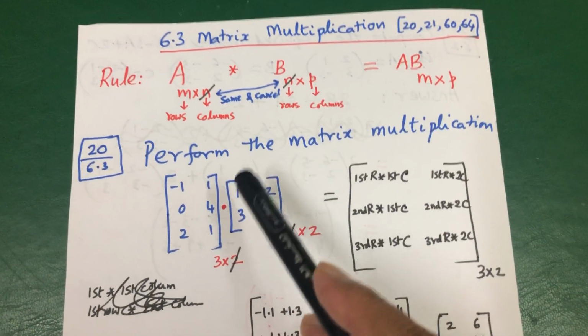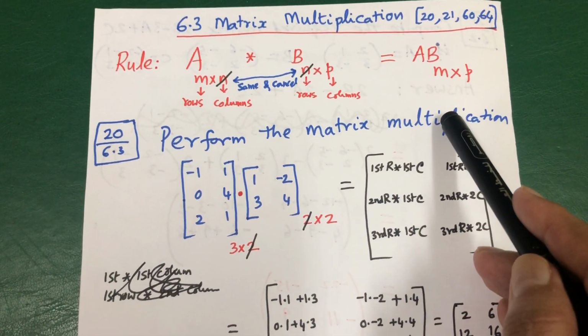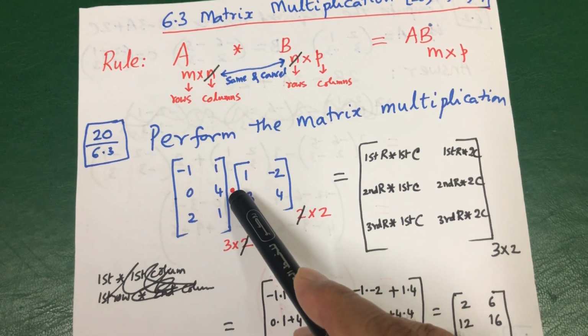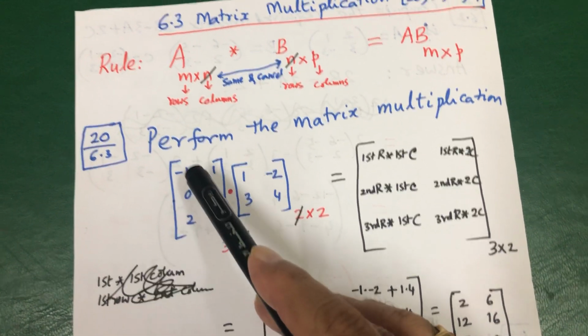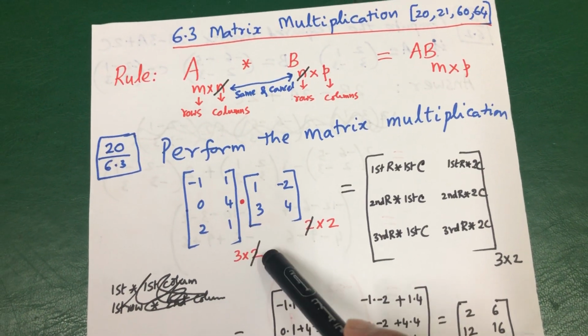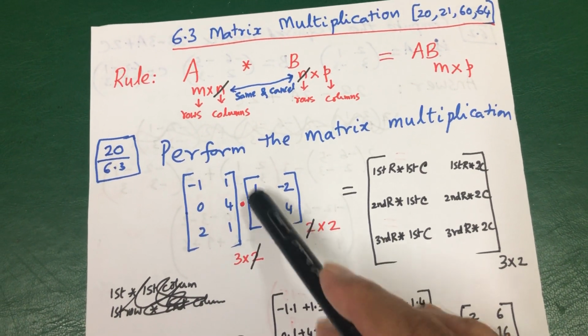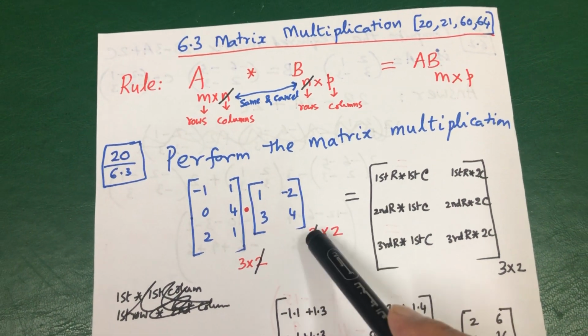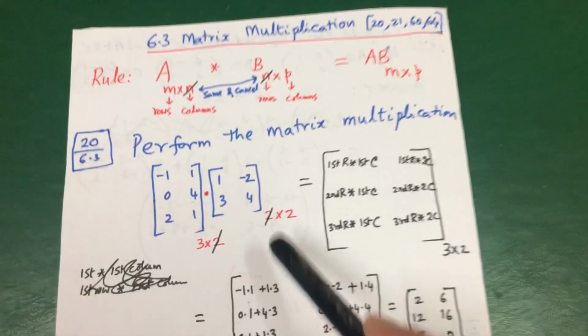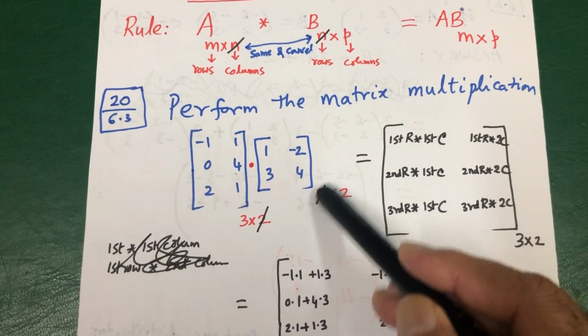Let us see an example, perform the matrix multiplication. Here is the first matrix, here is the second matrix. The dot is called the multiplication. How many rows does it have? First row, second row, third row. First column, second column, 3 by 2. Here again, first row, second row, first column, second column, 2 by 2. Now these must be the same, then you cancel.